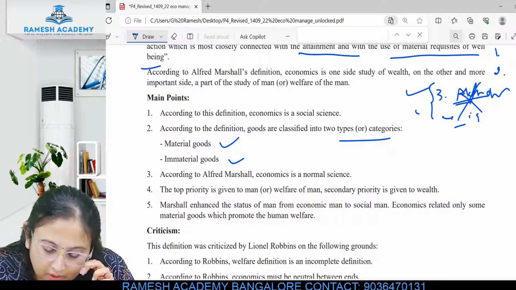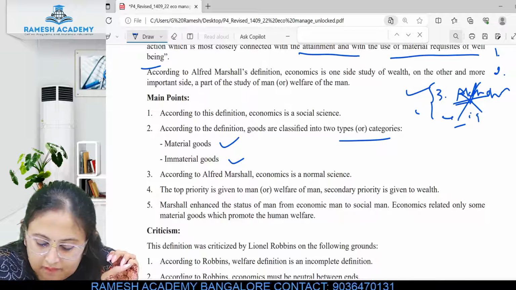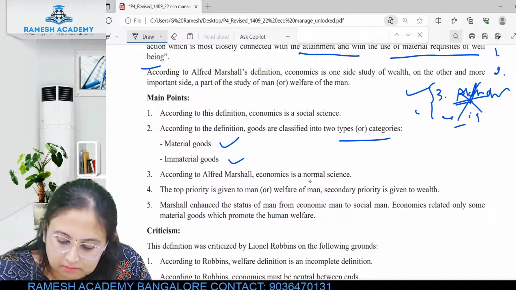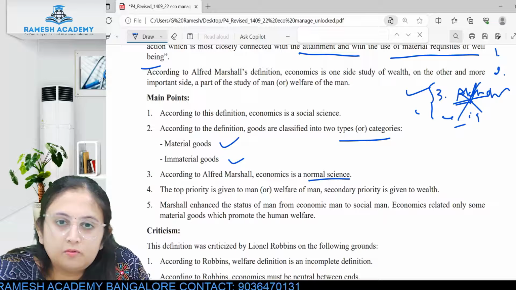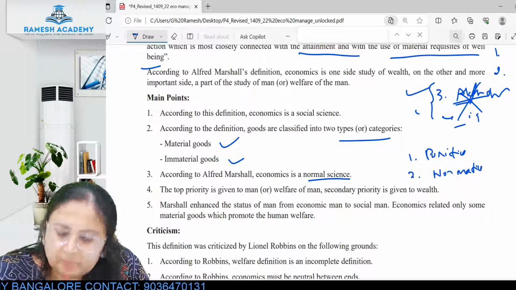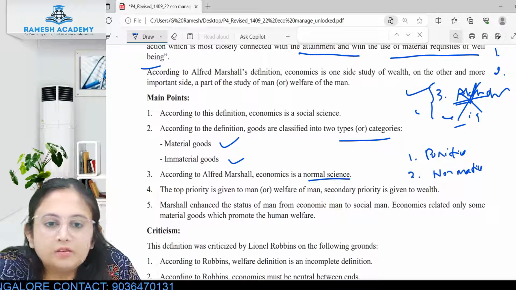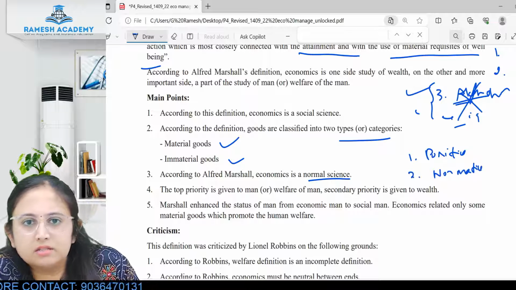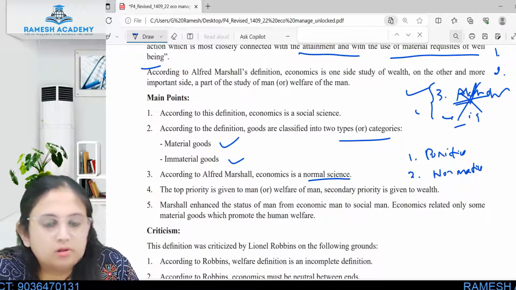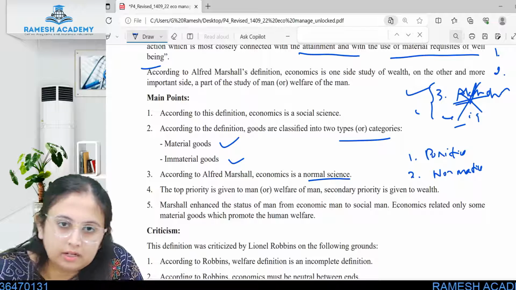So according to Marshall, economics is a normative science. The top priority is given to man or welfare of man, and second priority is given to wealth. There are two types of sciences: positive science and normative science. In positive science, it just says this is what it is. 2 plus 2 is equal to 4. That's all. You can't change it.